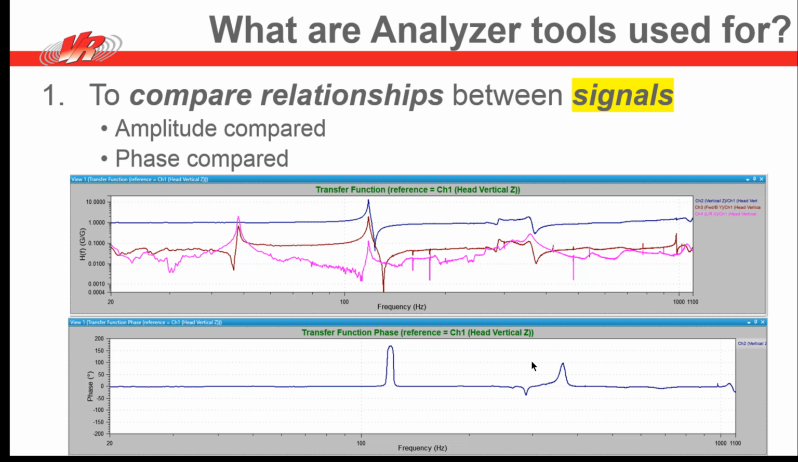And so the picture here is showing a situation where I have a multi-axis triax accelerometer that is monitoring some vibrations, and you'll see the transfer function and the amplitudes of these plots, as well as the phase differences between channel 2, for example, and the reference of channel 1. So anytime you're interested in the amplitude and phase changes and how those relationships occur between two signals, the analyzer tools will be helpful.